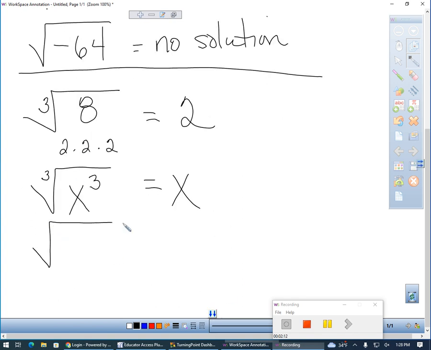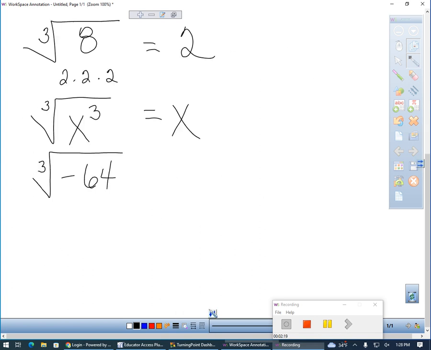Exactly. Now here's where it's a little bit different. If I have the cube root of negative 64, oops, I got to put my cube root there. It's not a cube root without it. If it is negative on the inside and it's an odd root, your answer will be negative. The correct answer to this is negative 4, right? Because if I have negative 4 times negative 4 times negative 4, I'm going to get a negative 64.